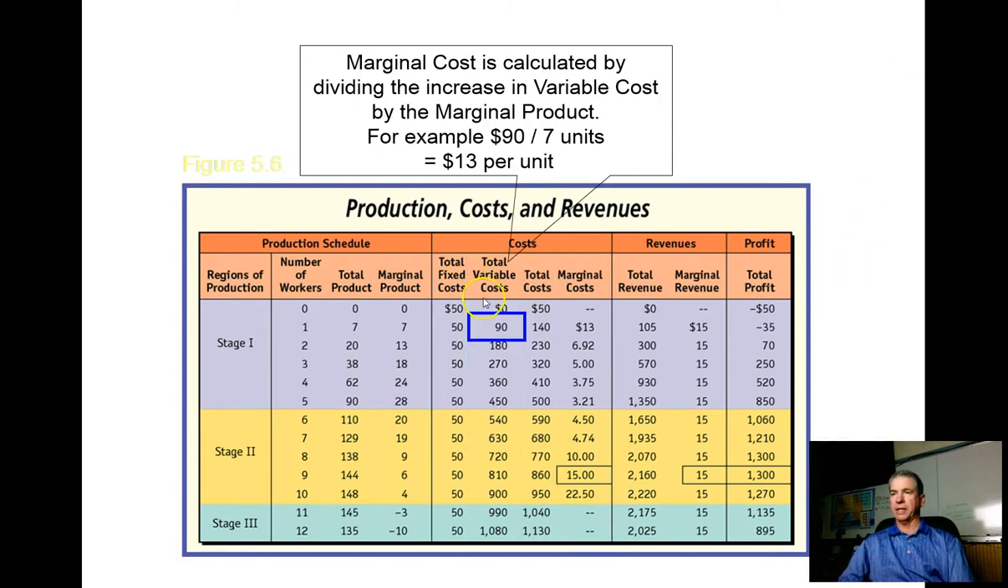So let's take a look at an example here. To calculate the marginal cost of $13, how did we come about calculating that number? And so the example is this. It is the increase in variable cost as we go from 0 workers to 1 worker. That cost is $90 divided by the output or the marginal product of that particular worker, which in this case is 7. So 90 divided by 7 gives you that $13. So there you go. There's the summary right there. 90 divided by 7 equals 13.